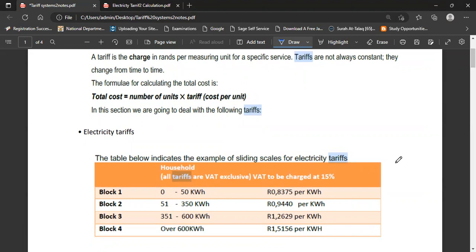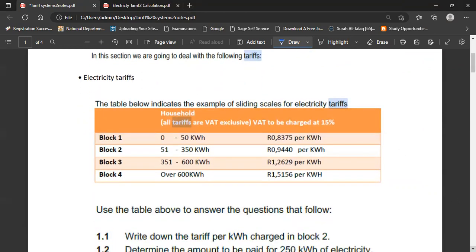Having seen that a tariff is a charge per unit, let's start with electricity. For electricity, we shall not expect you to draw a graph, nor will you have an equation, but you have to learn how to interpret it. When you look at the table, these are blocks. This is block 1, which states from 0 to 50 kilowatts per hour. These are the units for electricity, kilowatts per hour.